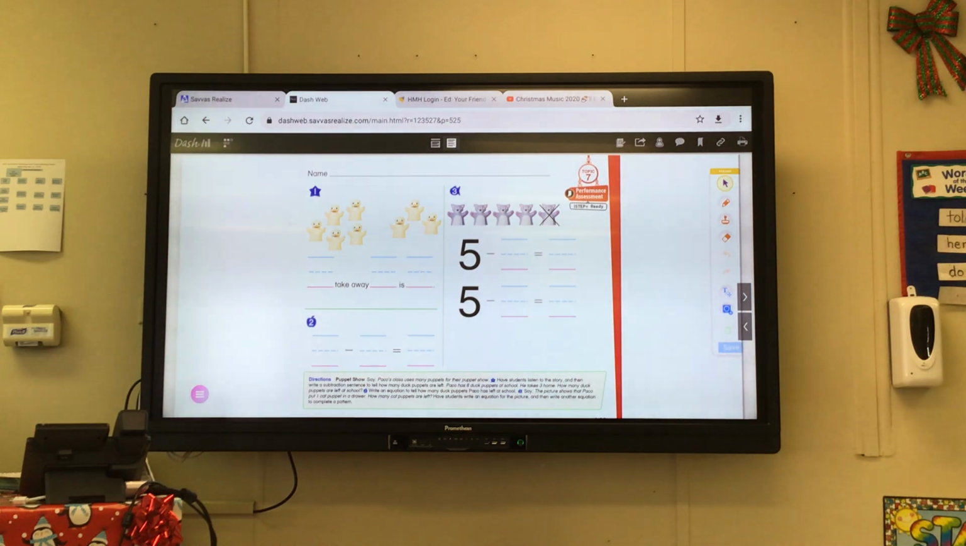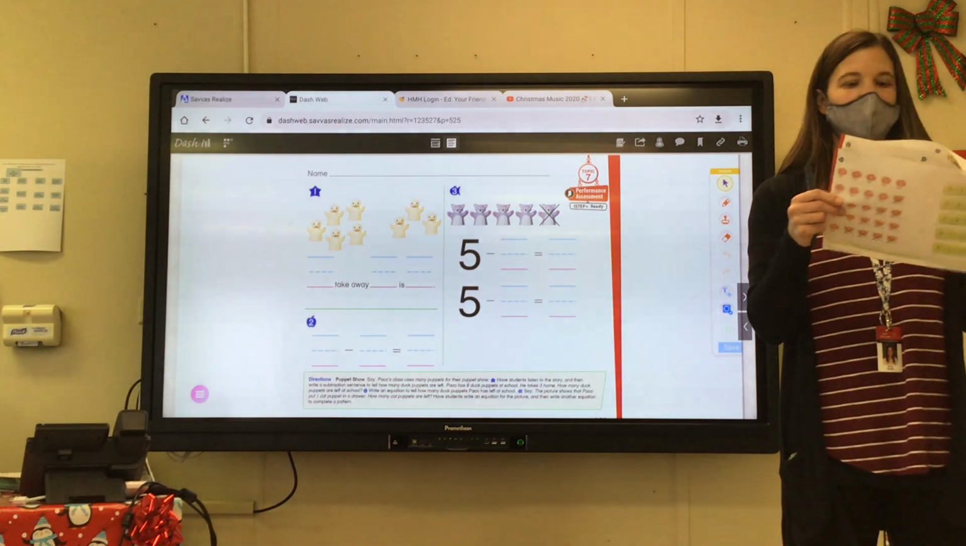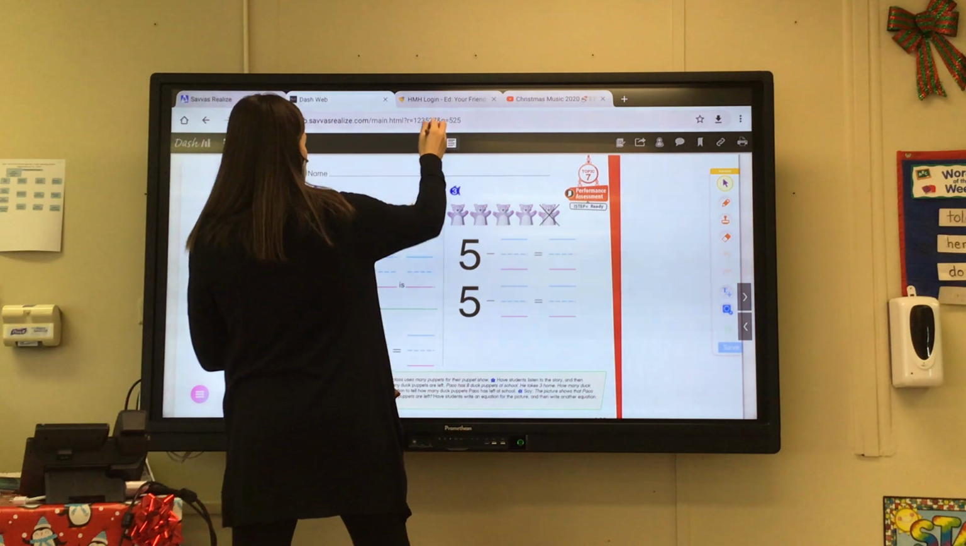Okay, now if you completed that, there you go. You can turn to the very last page. We made it to the very last page.